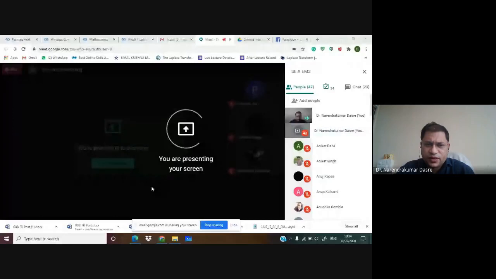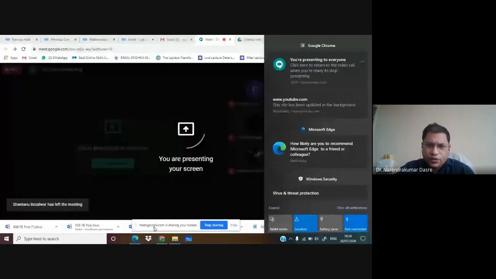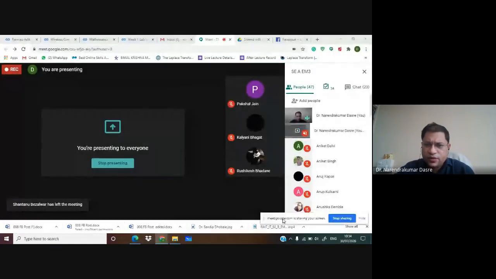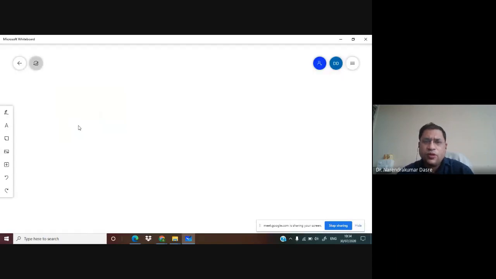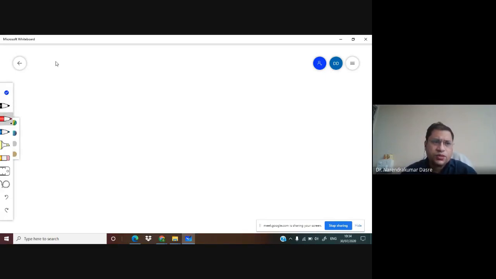Okay. Now, what happens if we have more than one factor in the denominator? Okay, so we have seen what happens if we have only one factor in the denominator. Now we'll see what happens if we have more than one factor in the denominator. Okay, so we have started with inverse Laplace transform.